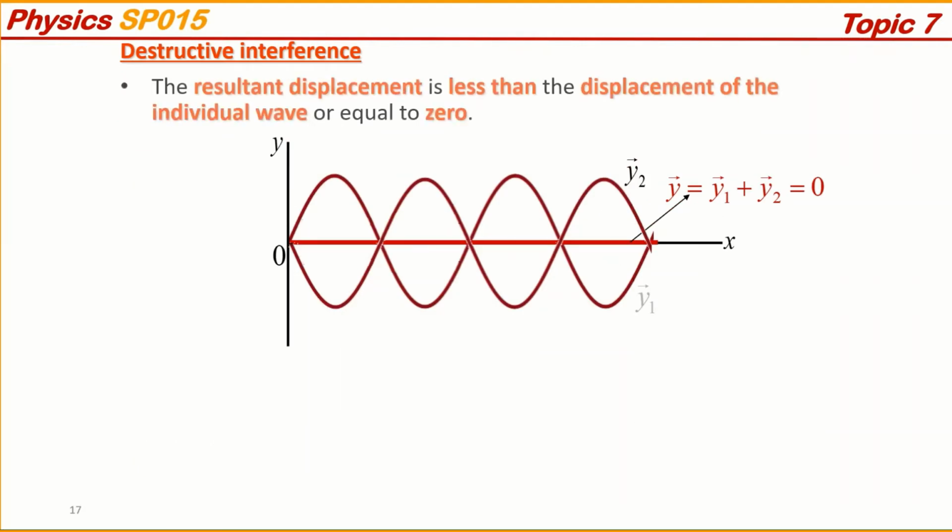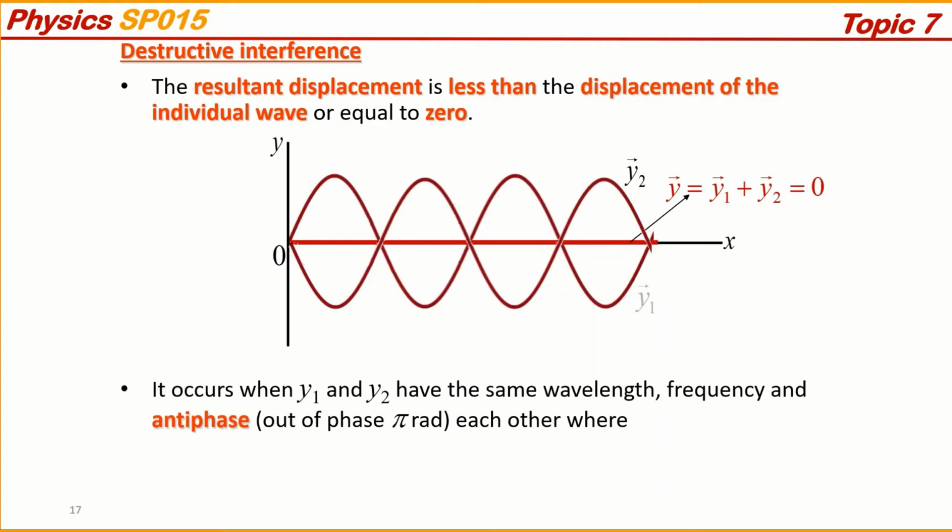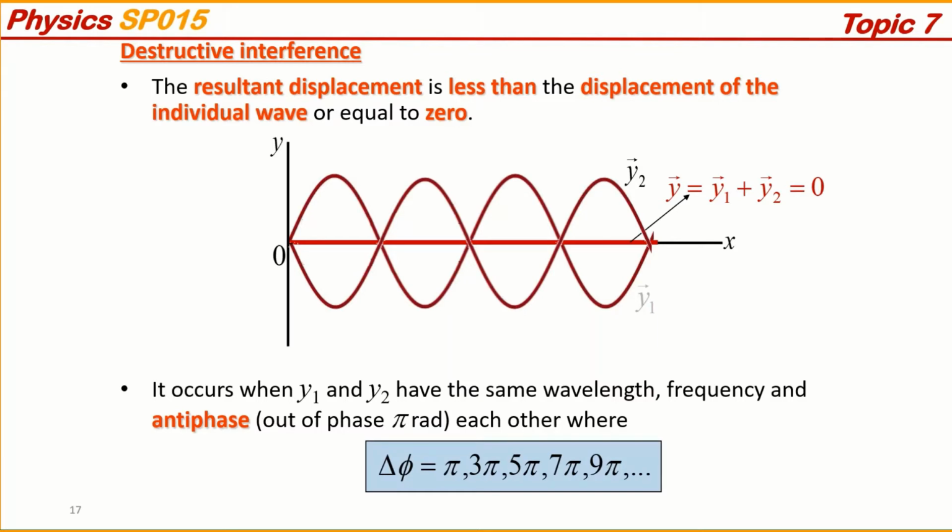Destructive interference is when the resultant displacement is less than the displacement of the individual wave or equal to 0. From the graph, y1 and y2 are individual waves, whereas y is the resultant displacement. It occurs when y1 and y2 have the same wavelength, frequency, and are in antiphase or out of phase by pi radians with each other, where delta phi equals pi, 3 pi, 5 pi, 7 pi, 9 pi, and so on.